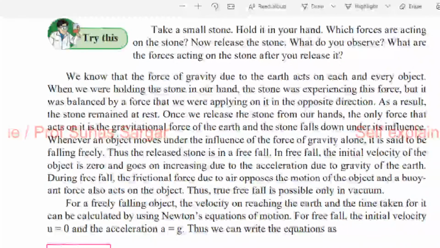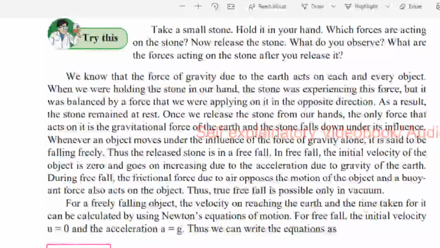Whenever an object moves under the influence of the force of gravity alone, it is said to be falling freely. Thus, the released stone is in free fall. In a free fall, the initial velocity of the object is zero and goes on increasing due to the acceleration due to gravity of the earth.